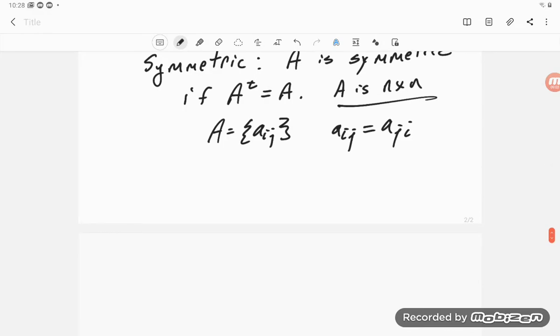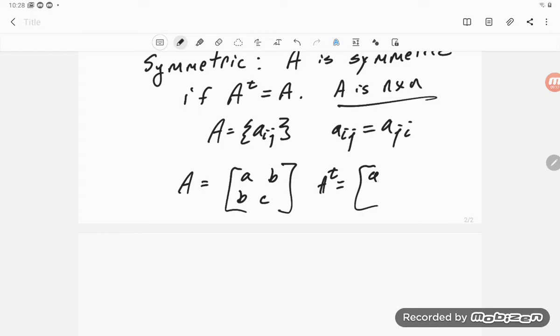An example of a symmetric matrix might be A, B, B, C. Then for A transpose, I take the first row, AB, make it the first column, take the second row, BC, make it the second column. I get A back. So that is symmetric.